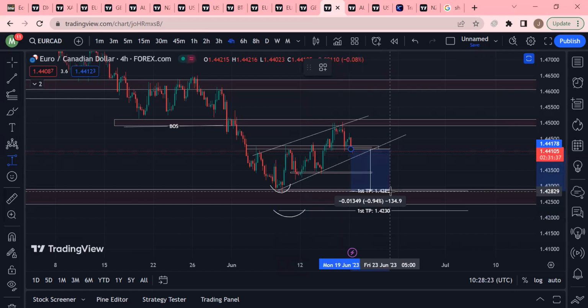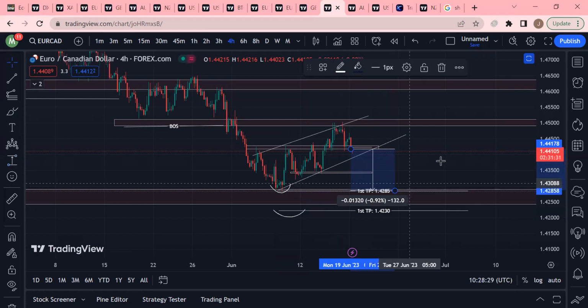So first TP is 134 pips. Let me just say 130 pips to the downside. 0.1 is $130. 0.2 is $260. One lot is $1,300. 10 lots is $13,000. So this is a very, very good quality setup I've just analyzed for you.